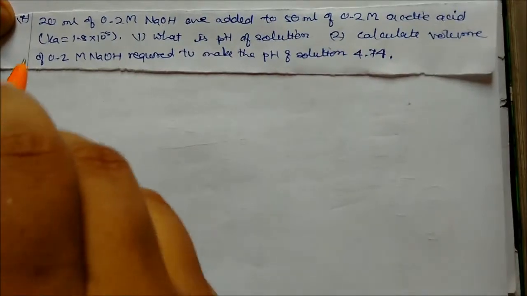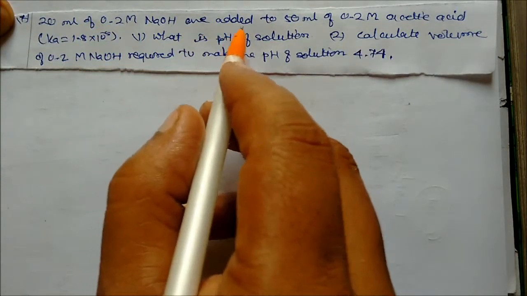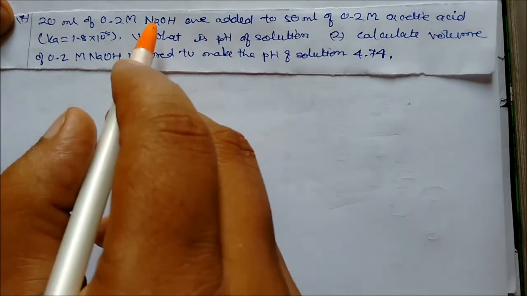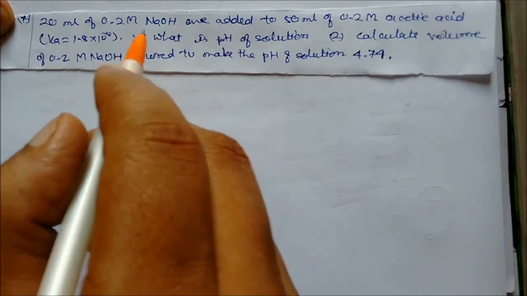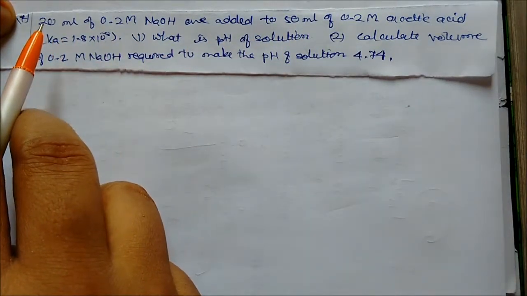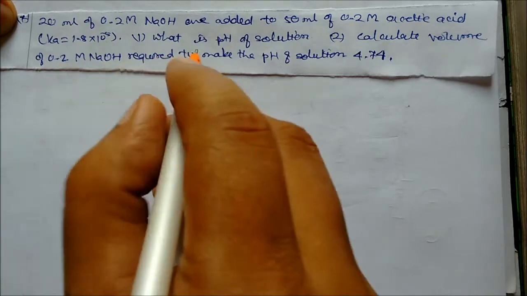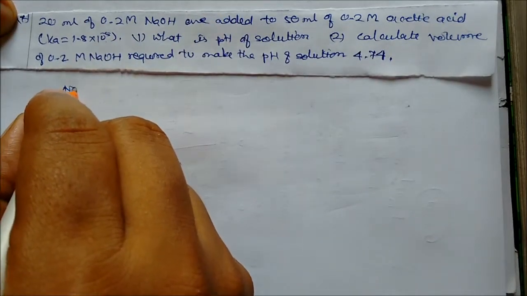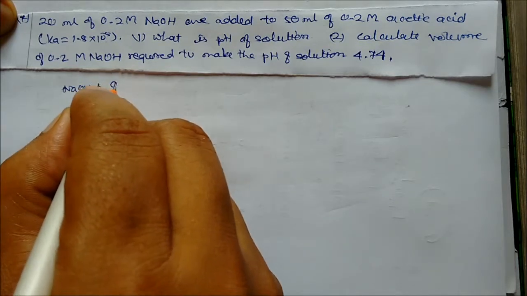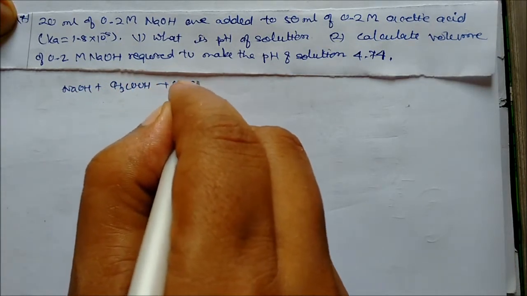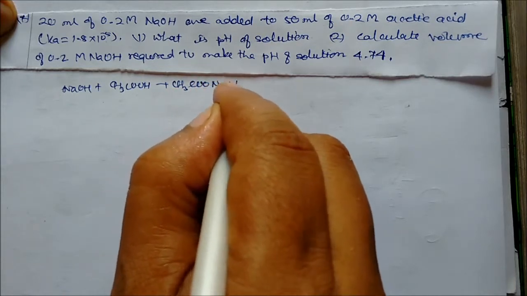20 ml of 0.2 molarity NaOH is added to 50 ml of 0.2 molarity acetic acid. So here acid is given, base is given. So definitely this reaction will give you sodium acetate plus water, the salt plus water. First you write what is the pH of the solution. So very easy. Write here NaOH plus CH3COOH. This will give you CH3COONa plus water. So this is the acid-base reaction.